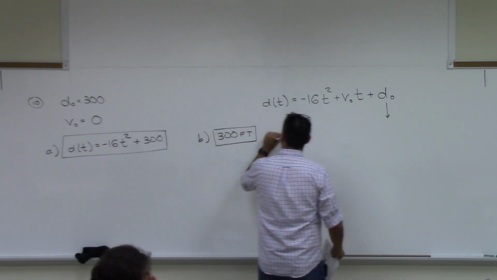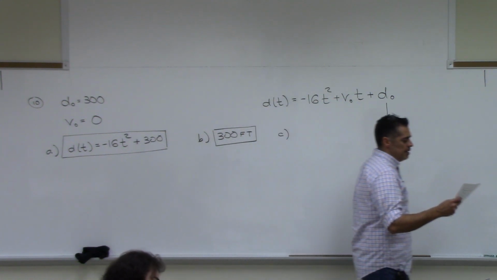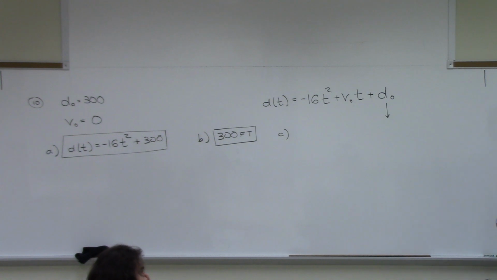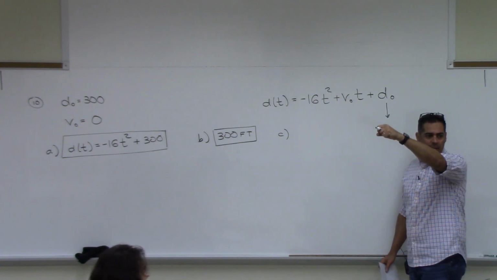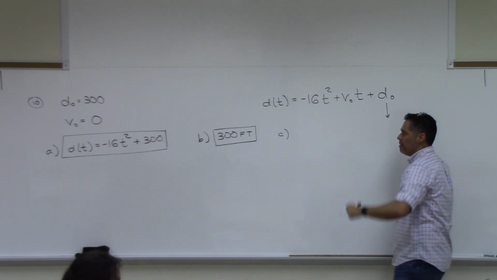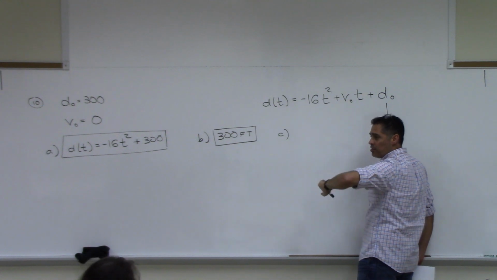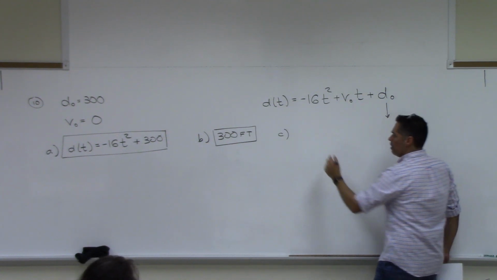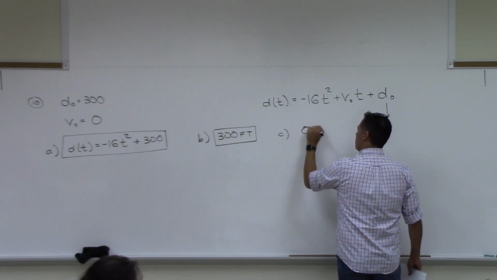Okay, part C. When does it reach its maximum height? At 0 seconds, right? That's at the beginning, right? At the very beginning of everything is when it's at its maximum height. As soon as you let it go, the clock starts. Now it's lower than it was before. So you put 0 seconds.